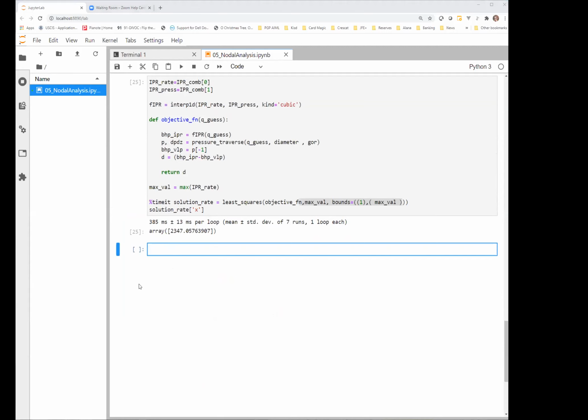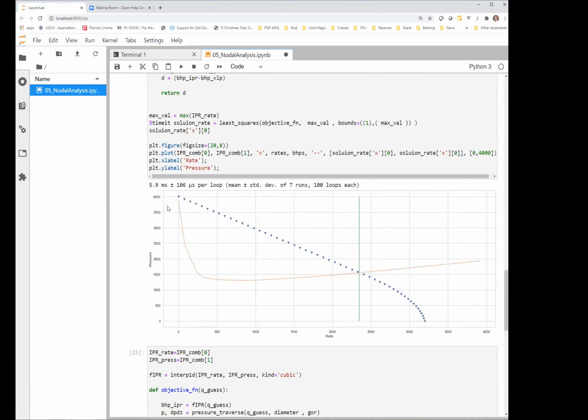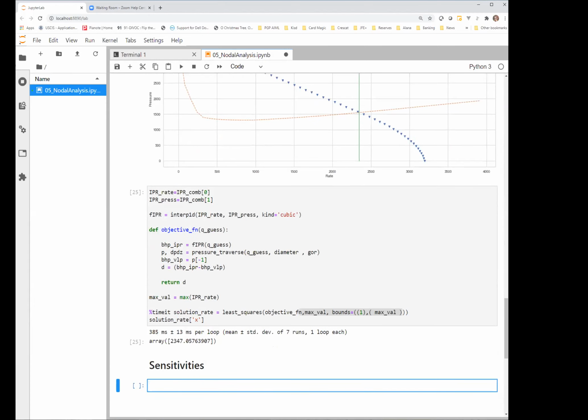So now let's deal with something more exciting, going to sensitivities. Okay. Now I want to have the same type of solution, but instead of having a single reservoir pressure, I want to make a sensitivity on multiple reservoir pressures, okay?